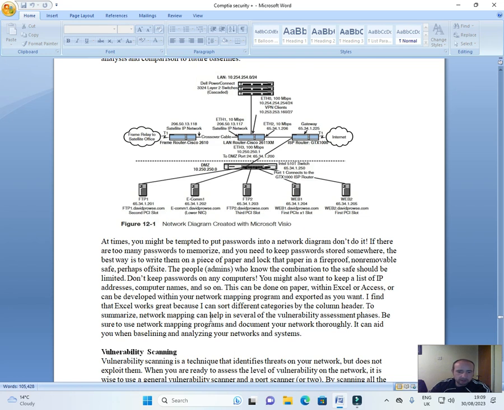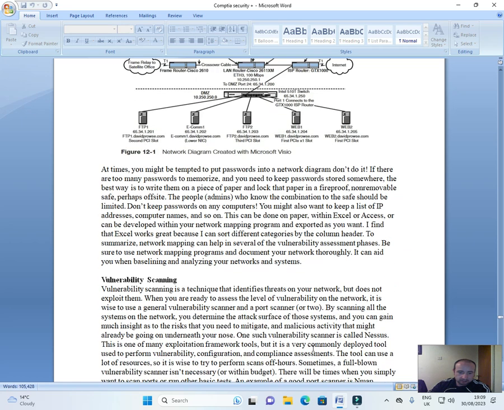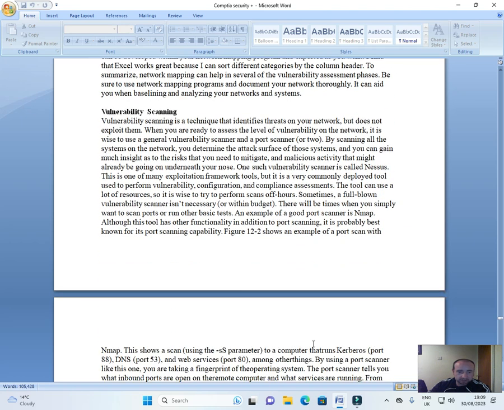Network mapping can help in several of the vulnerability assessment phases. Be sure to use network mapping programs and document your network thoroughly. It can aid you when baselining and analyzing your networks and systems.